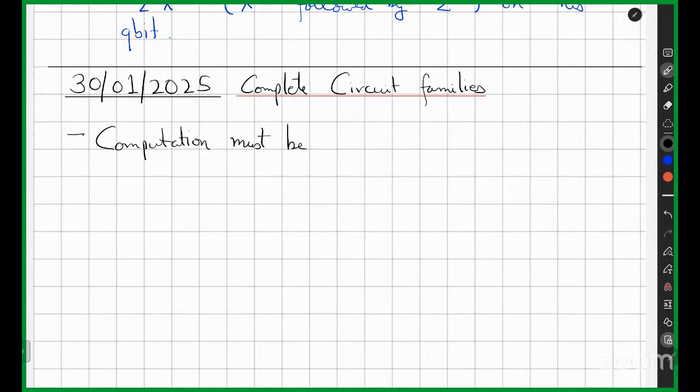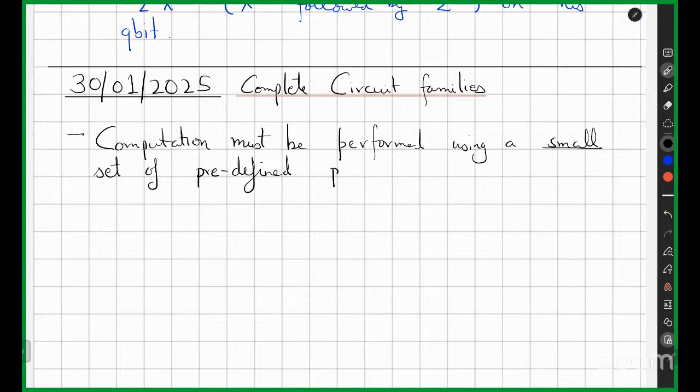must be performed using a small set of predefined primitives. So this is the philosophical point: you can't have, it's not computation if whenever someone comes up with a problem, you say, oh, you're asking me to solve primality testing. Now I have this big gadget with just primality testing. Here is the input, here is the output. That's not the thing. You have to have some small number of predefined things that you can do.